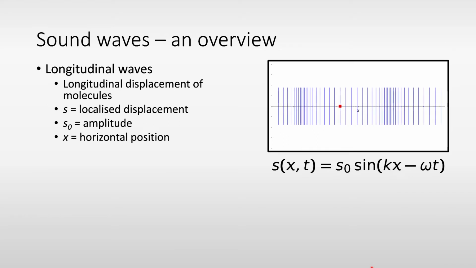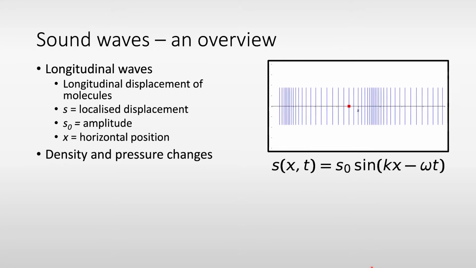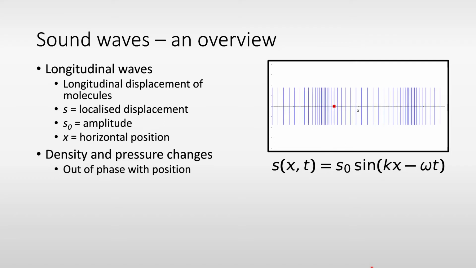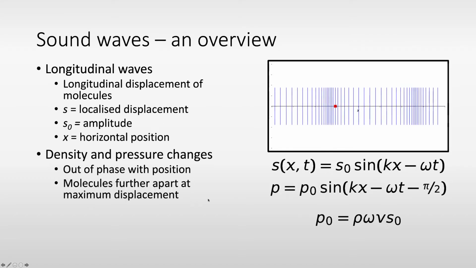In this case, S0 becomes the amplitude of that vibration, while x is the horizontal position of the particle. Whenever we think of sound waves, we think of density and pressure changes happening in the air as those molecules move around and propagate the wave through. The density and pressure changes are out of phase with the position. The molecules are further apart at the maximum displacement value.